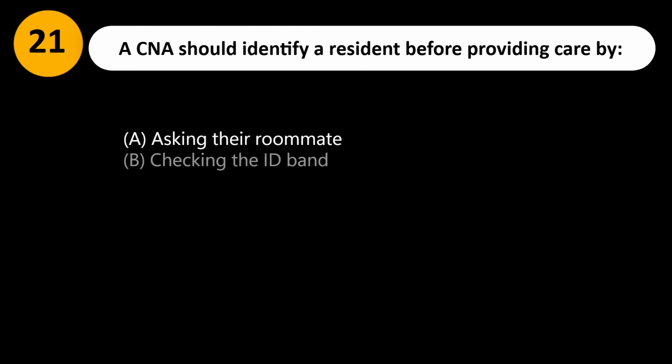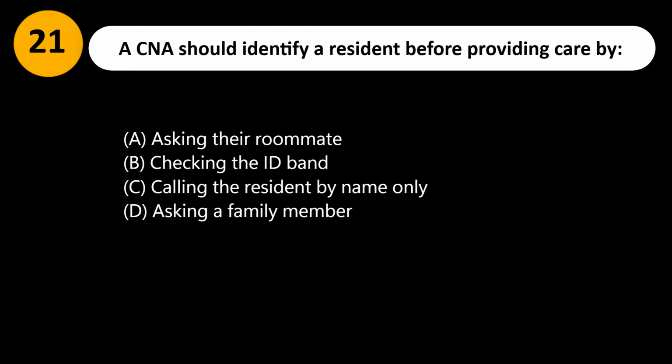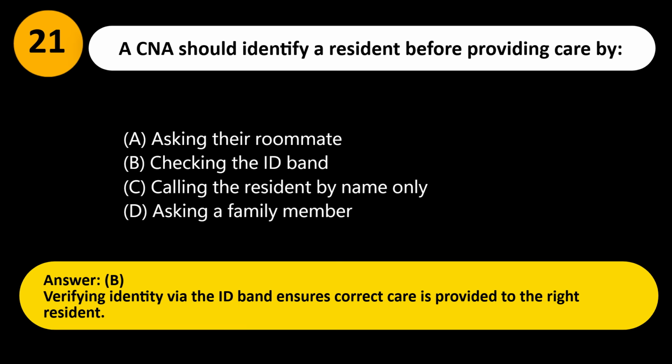A CNA should identify a resident before providing care by A. Asking their roommate. B. Checking the ID band. C. Calling the resident by name only. D. Asking a family member. Answer, B. Verifying identity via the ID band ensures correct care is provided to the right resident.